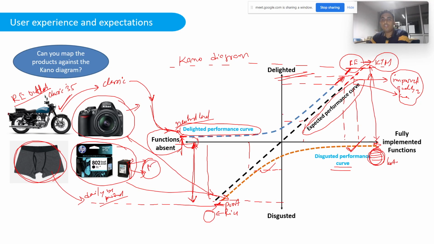Okay, so that's what these three curves represent in a Kano diagram, and this is very important to understand. When you are designing a product, you need to determine how to impact customer satisfaction, what particular kind of needs it satisfies, and how it satisfies customer expectations and experience. Okay, any question?